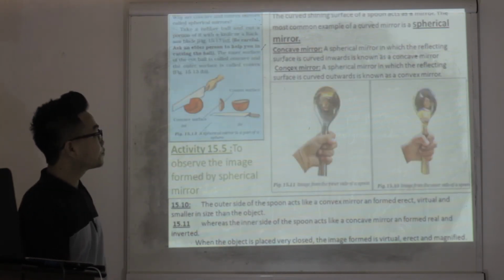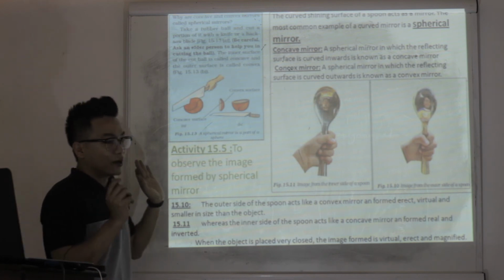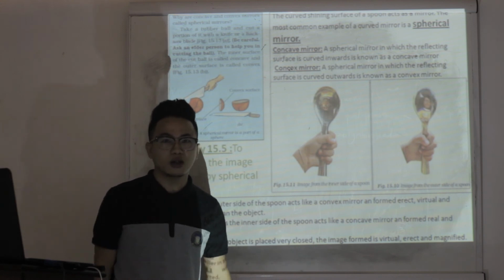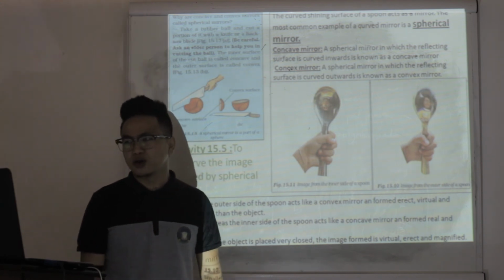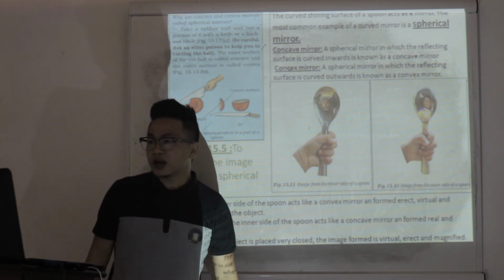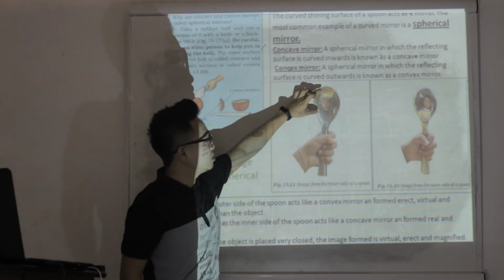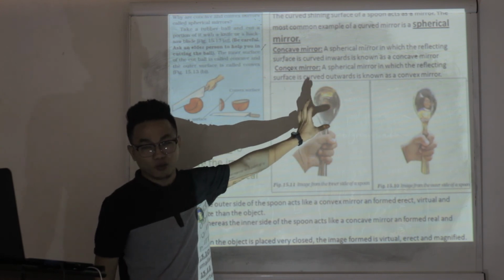And here the next thing is we have a spherical mirror. The curved shining surface of a spoon acts as a spherical mirror here. And the curved shining surface is the spherical mirror.